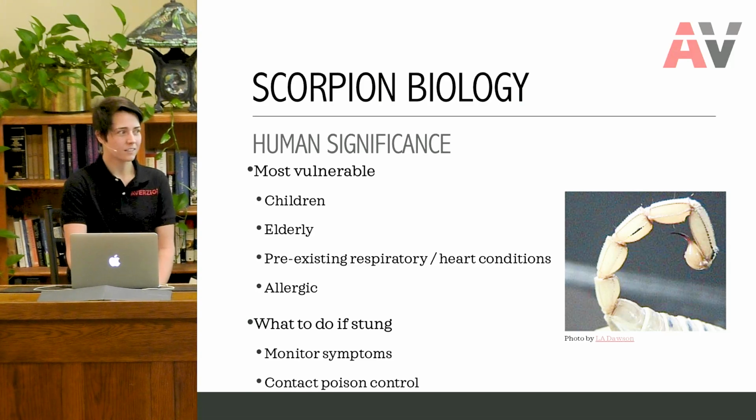So if you're stung, what you want to do, most importantly, is monitor your symptoms, keep an eye on how you or the person who has been stung is feeling, and then contact poison control. So poison control can be really helpful in a case like this. They can talk to you about what symptoms to monitor for, and let you know if and when you should see a hospital or go to the emergency room if symptoms persist. And they may also call back and check up on you just to make sure that symptoms haven't gotten worse.